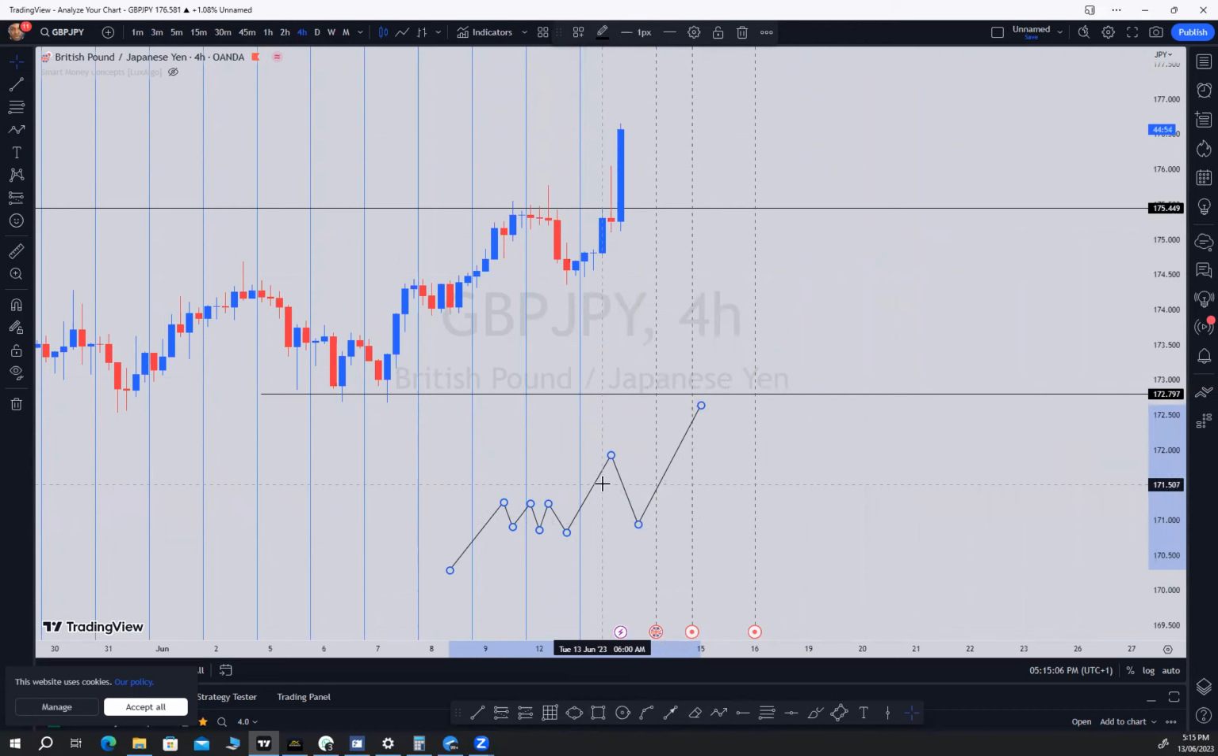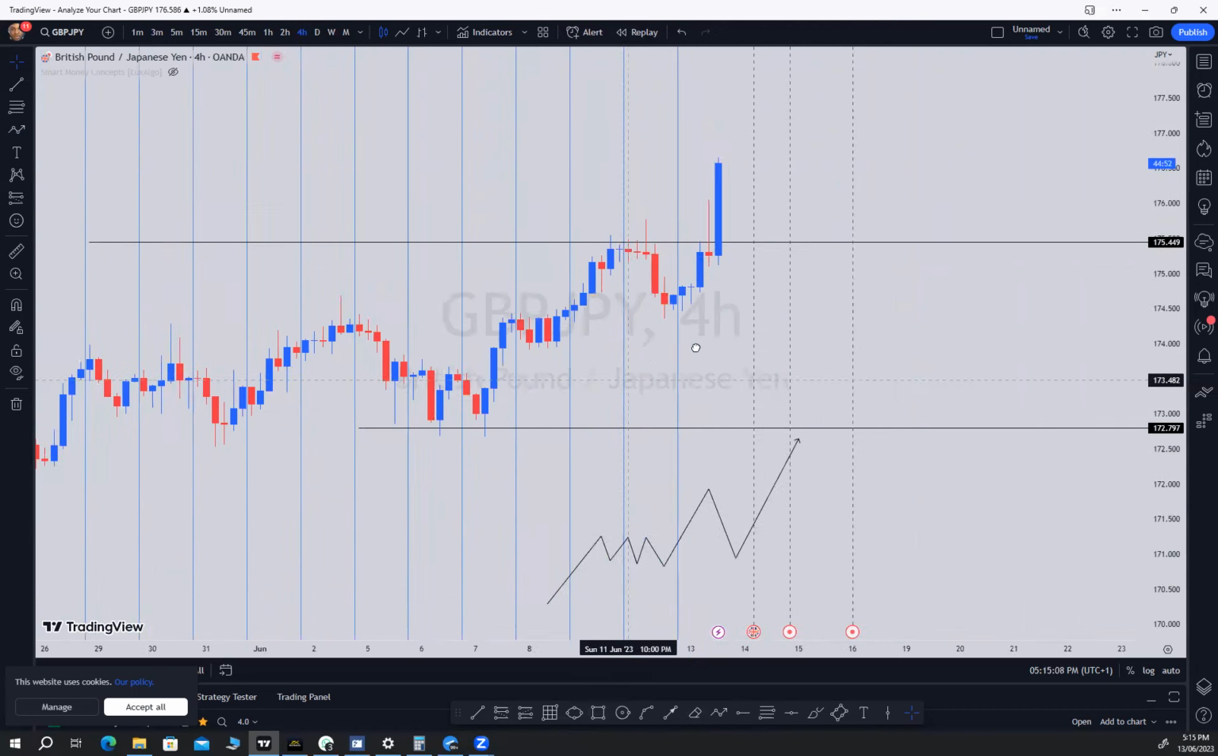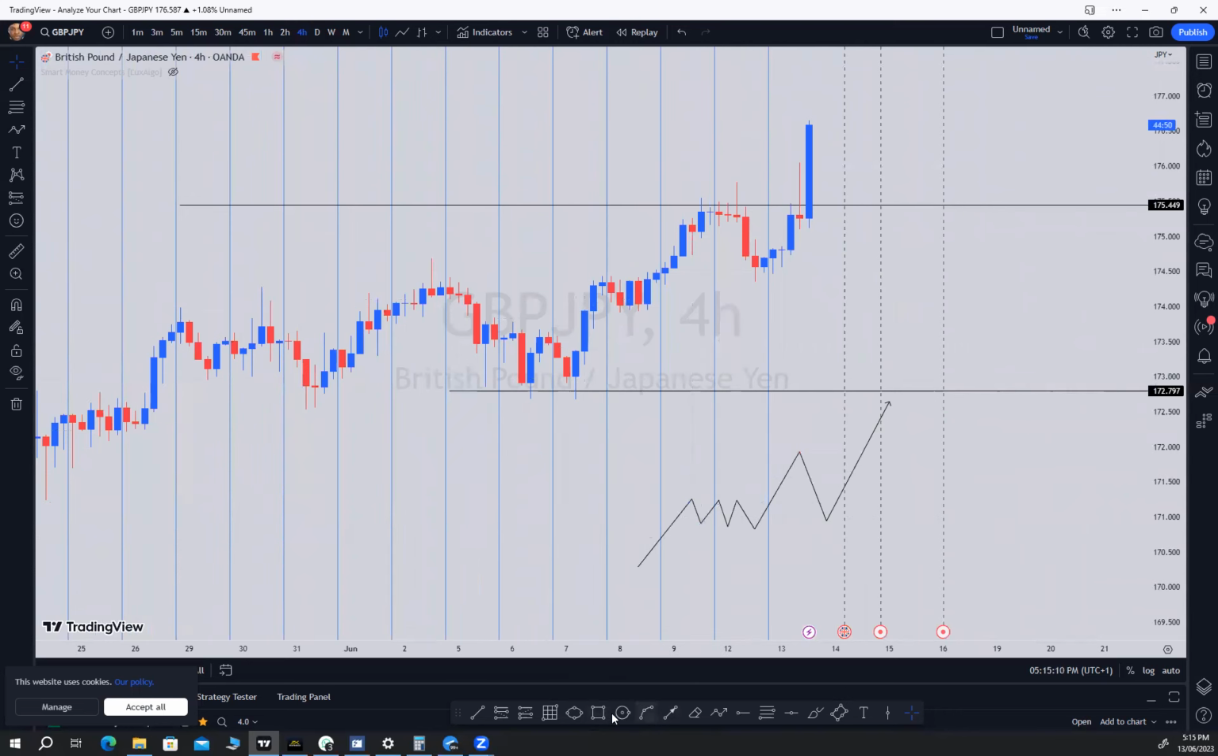So this is the strategy we're talking about, and this is the strategy we saw on this trade. We saw this rally to the upside at this level. When this rally occurred, what happened? The market created a base at this level.